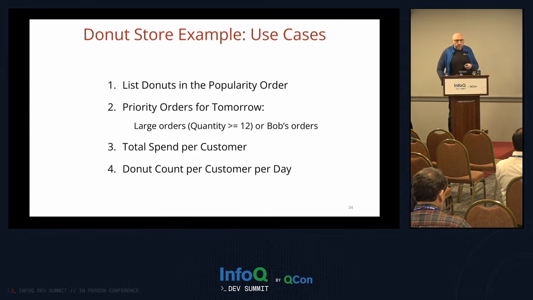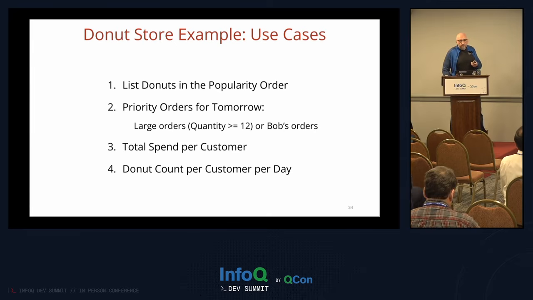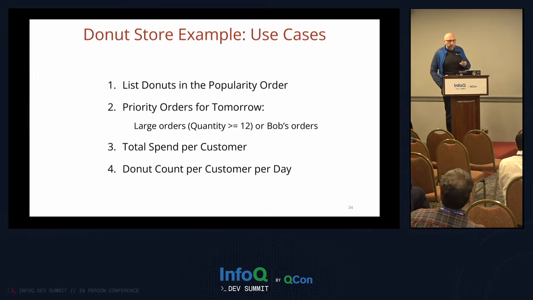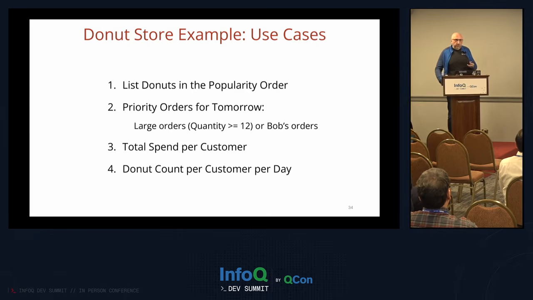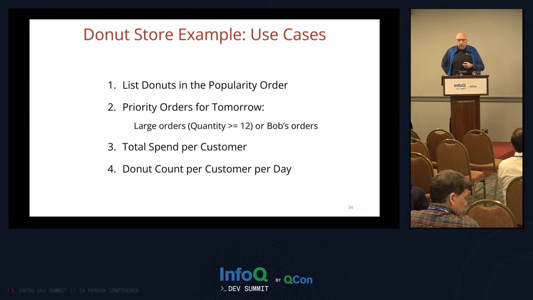Okay, and we'll look at 4 use cases. List donuts in popularity order, similar to what we saw at the beginning of the talk. Figuring out priority orders for tomorrow. Somewhat arbitrarily, I decided priority orders are large orders with quantity greater than or equal to 12, or orders that go to a customer named Bob. Then we compute total spent by customer, so basically add up the prices of all their orders. And the last one will let us look at the pivot functionality, and that's just a donut count per customer per day.